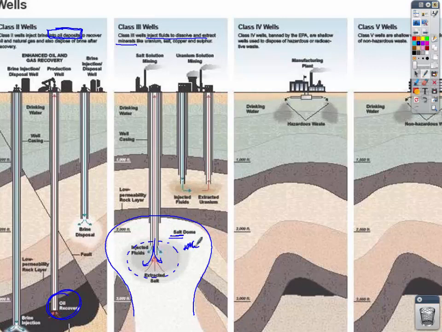A class 4 well is actually banned by the EPA. Now we're talking about an industry or a manufacturing plant that's injecting material into the drinking water supply. All right, very shallow deposits. So those have been banned by the EPA. Just kind of know these different options and that there's different classes and the ways we use injection wells in different ways.